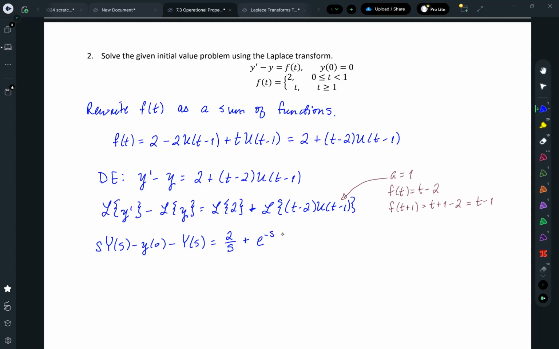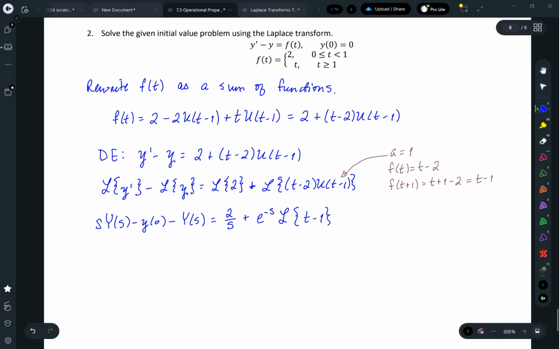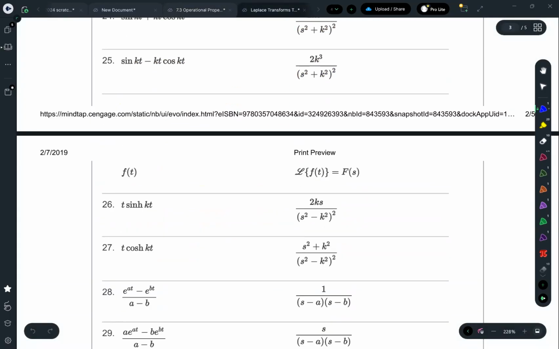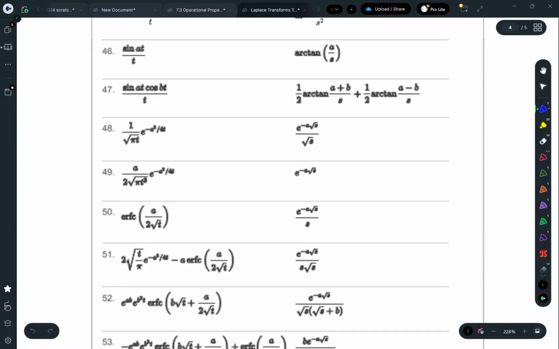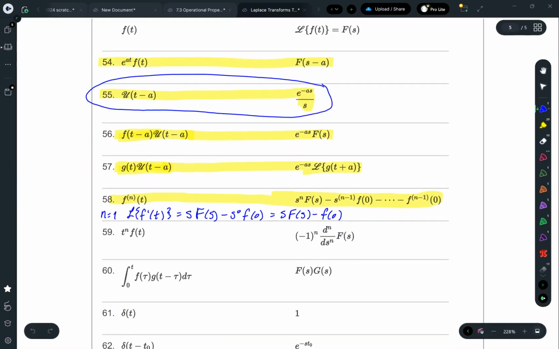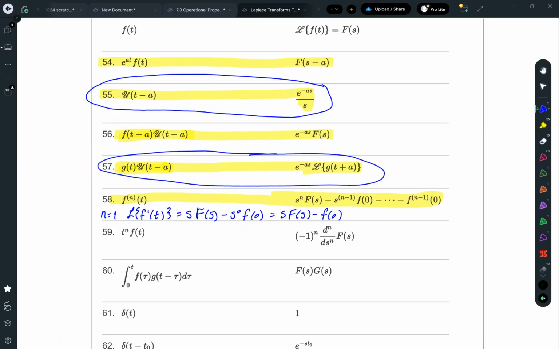And then we're going to be looking at finding just the Laplace of t minus 1 based on, well, let me show you which one I'm using again. I'm using 57, this one right here. Okay, so instead of trying to rewrite f so that it's got the same shift as u, I just go ahead and use 57 to make it a little bit easier on myself, a little more direct.